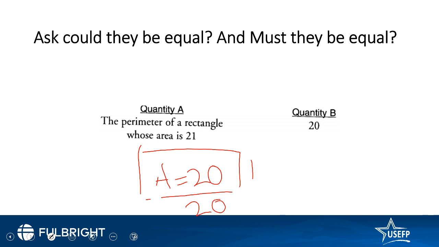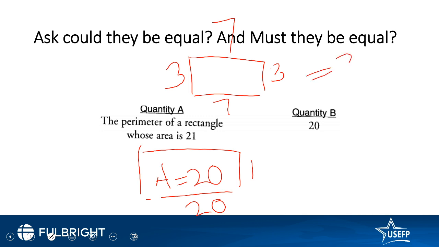So what else can have an area of 21? If one of the lengths is 7 and the other length is 3, the area is 21. What about the perimeter? The perimeter for this is 7 plus 7 plus 3 plus 3, so the perimeter comes out to be 20 again. So quantity C is the right choice.